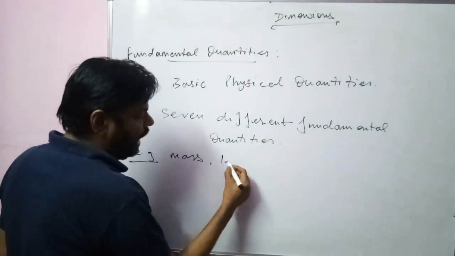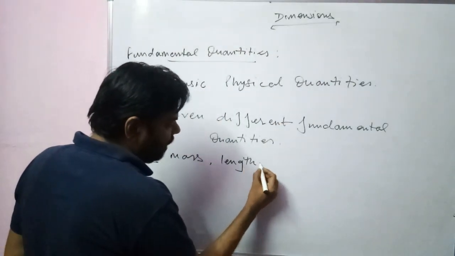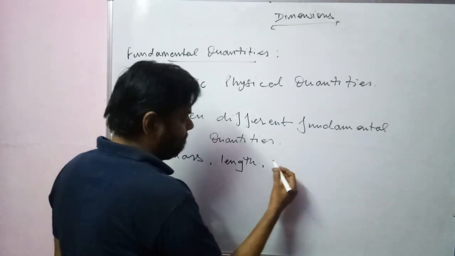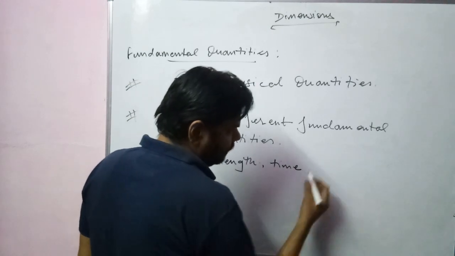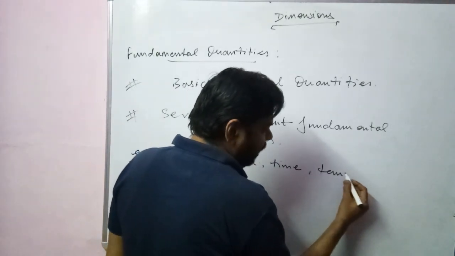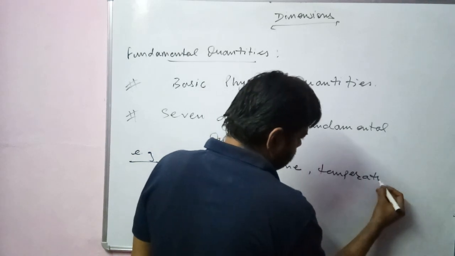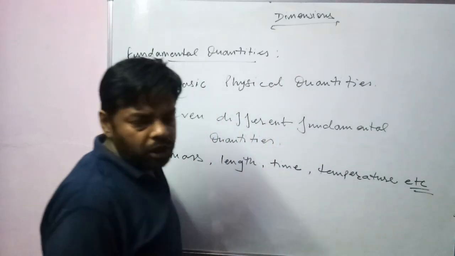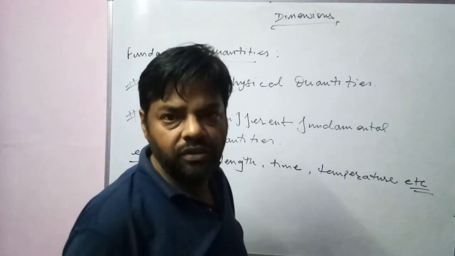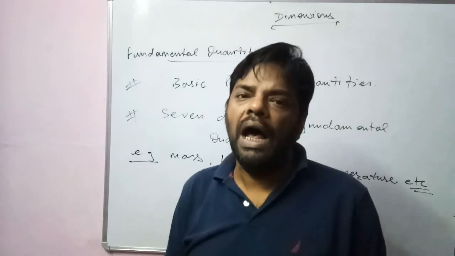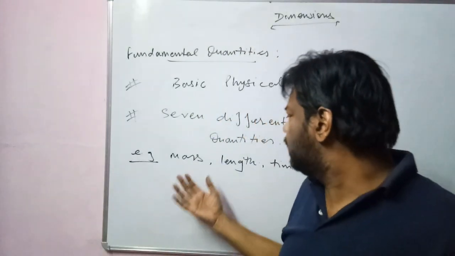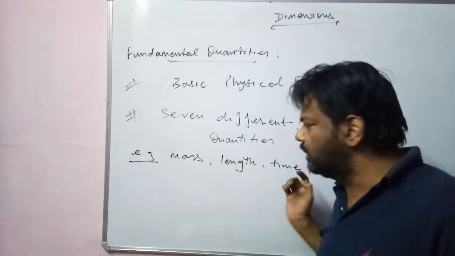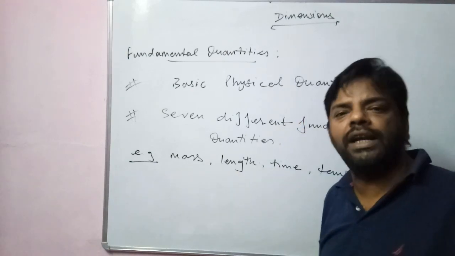Again, the other fundamental quantity is length. Okay? Other is time. Then temperature, etc. I am not making a list of all the 7 fundamental quantities. In the first few classes, I will require only mass, length and time. The first 3 fundamental quantities, the mass, length and time.